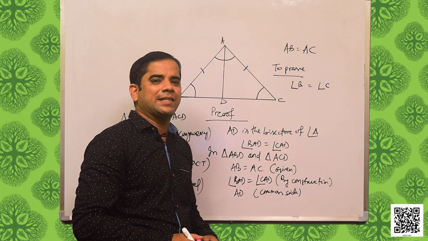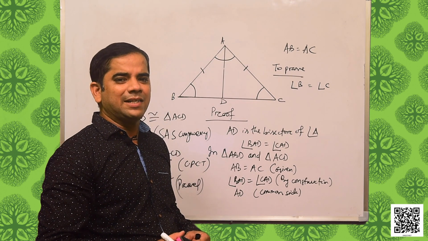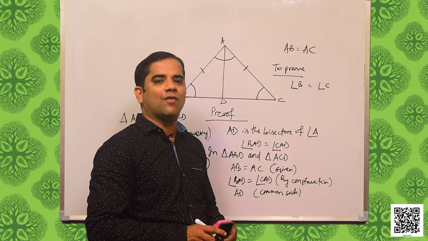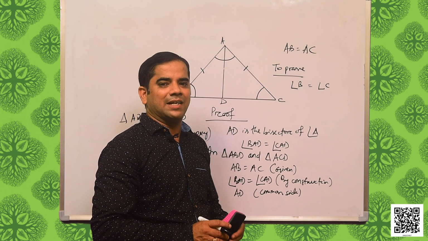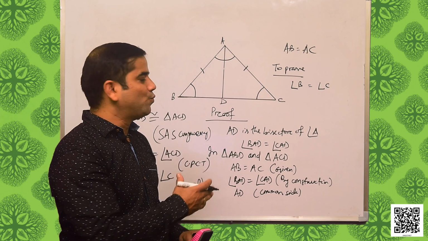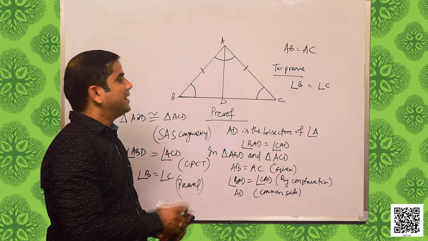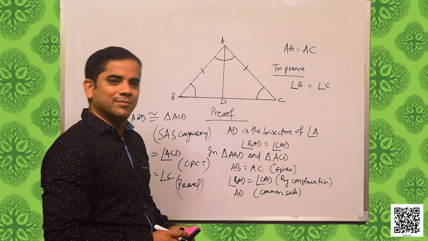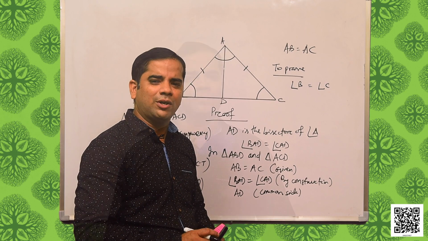So, what does theorem 7.2 say? Angles opposite to equal sides of an isosceles triangle are equal. Now, we have proved it by the triangle ABC. Hope you have understood. So, students, is the converse of this theorem true? That is, if two angles of any triangle are equal, can we conclude that the sides opposite to them are also equal?